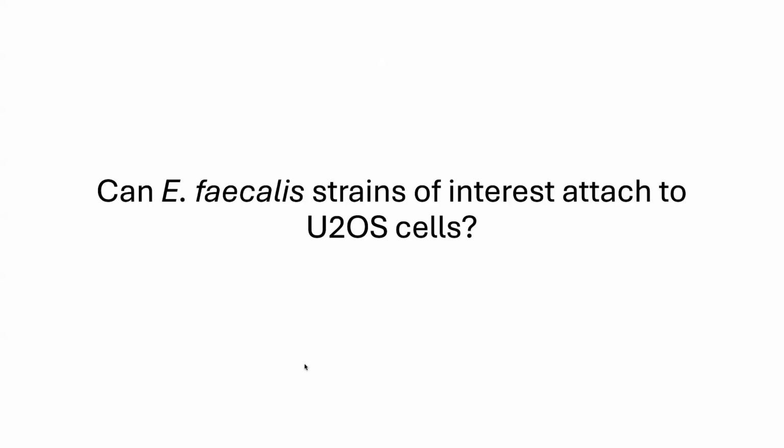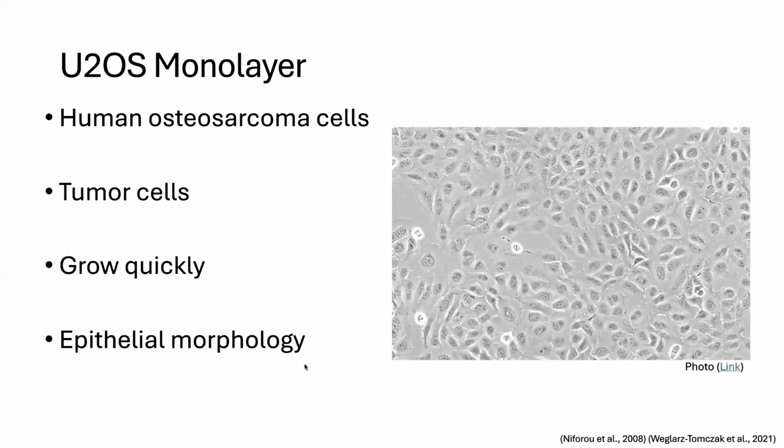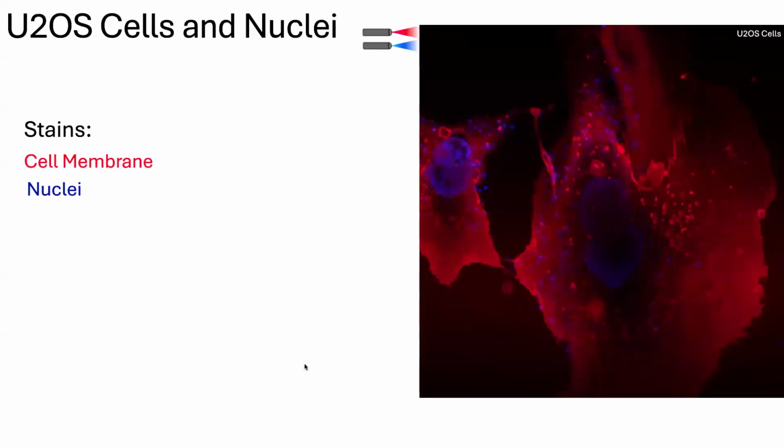So then we got to our next question, which is, can E. faecalis strains of interest attach to U2S cells? U2S cells are human osteosarcoma cells, which means they are tumor cells. These cells grow quickly and they have an epithelial morphology. As a little sneak peek of how these cells are going to look, we have the membrane stained with WGA and the nuclei stained with DAPI.